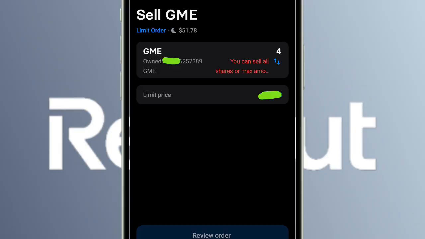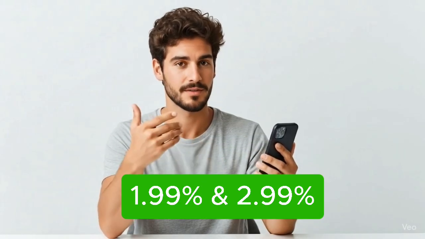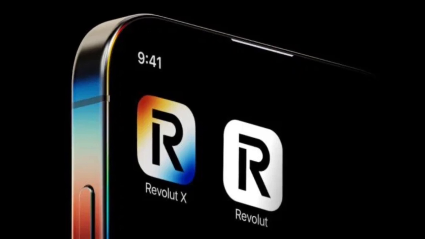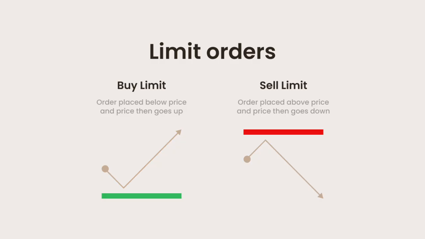To put that in perspective, the standard Revolut app usually charges you between 1.99% and 2.99%. By just moving to Revolut X, you're already cutting your fees by over 10 to 20 times, even if you don't use a limit order. You are taking liquidity from the book, but at a fraction of the usual cost.